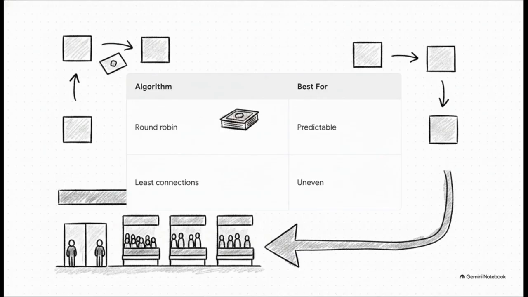But what if your traffic is super uneven? That's where least connections comes in. It routes new traffic to the server with the fewest active users. It's just like walking into a grocery store. You don't just blindly walk up to register 1, right? You look for the shortest line. This algorithm actively monitors server load and sends the request to the one doing the least amount of work. It is an absolute game changer for uneven traffic or applications where users have long, complicated sessions.